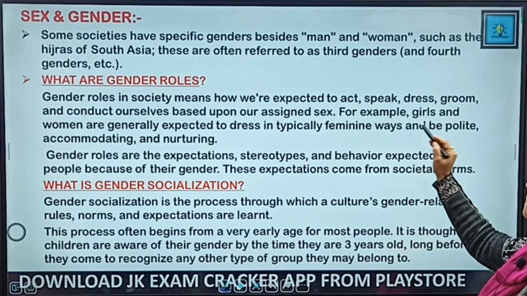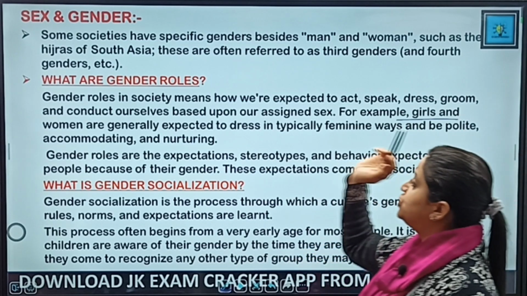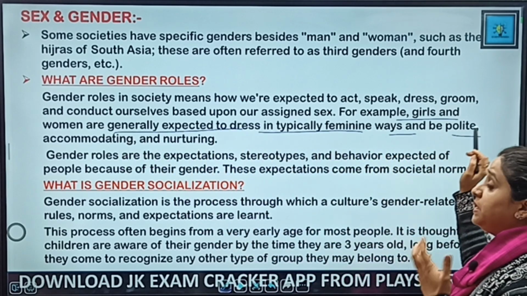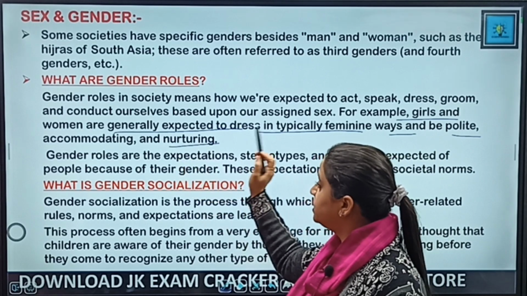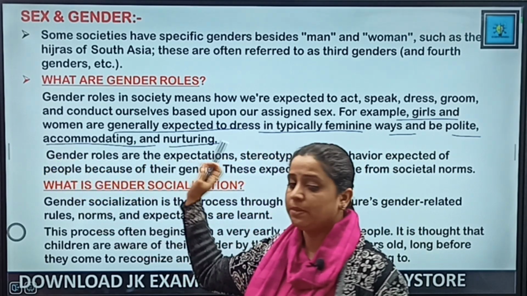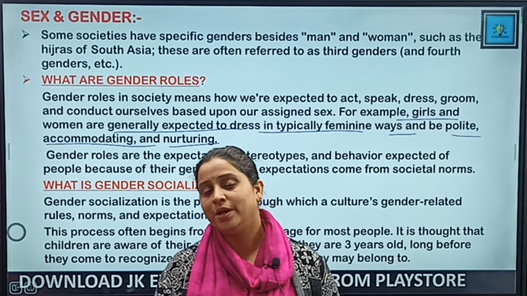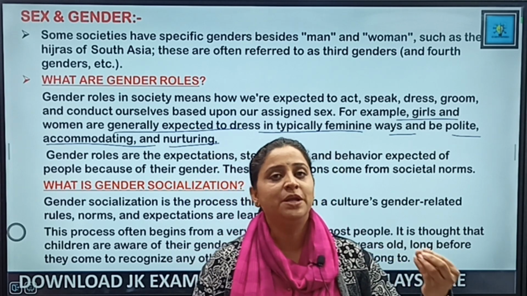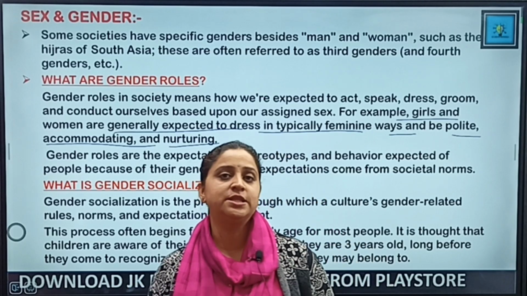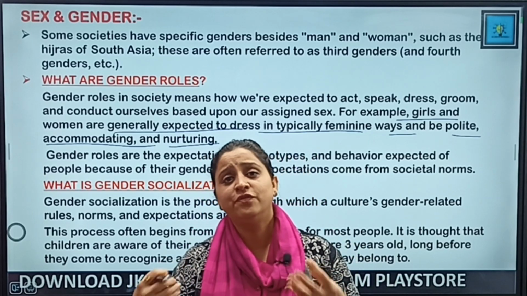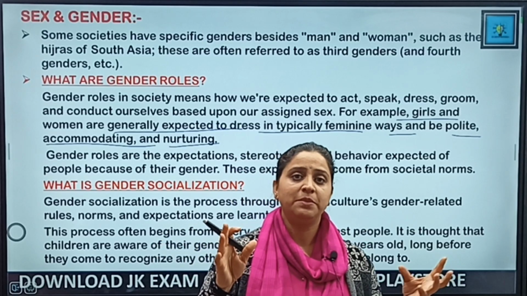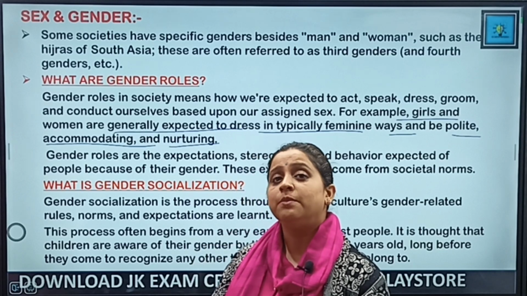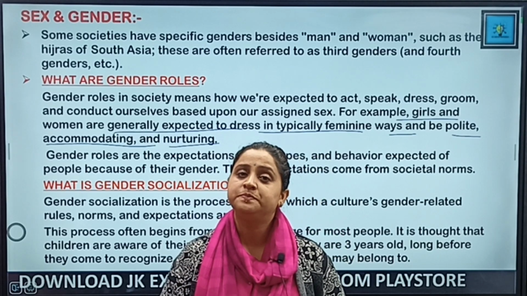For example, girls are generally expected to dress in a typically feminine way, be polite, nurturing, accommodating. है ना, कहते हैं बेटा वो तेरा भाई है, तुम तो उसकी बहन हो ना, तुम तो उससे ज़्यादा प्यार करोगी, तुम उसको ये दे दो, अपना खिलौना दे दो, अपनी कोई फ़लानी चीज़ दे दो, क्योंकि you are a girl, you are giving, you have to care for the family. So such things are expected from women. Why are they expected? Because they are women.